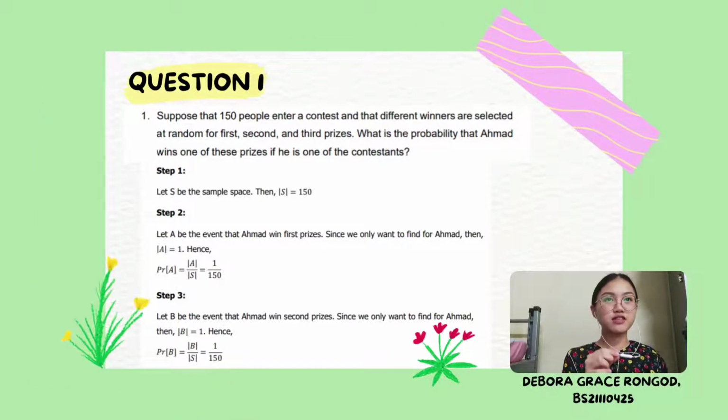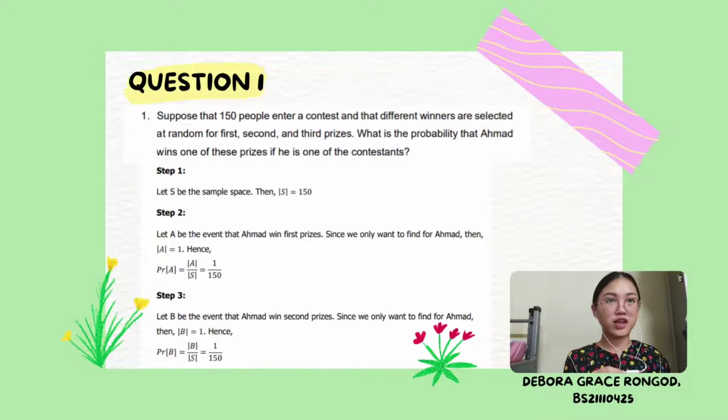Question 1. Suppose that 150 people enter a contest, that different winners are selected at random for first, second, and third prizes. What is the probability that Ahmad wins one of these prizes if he is one of the contestants? So first step, we will let S be the sample space. Then the cardinality of S equals 150.